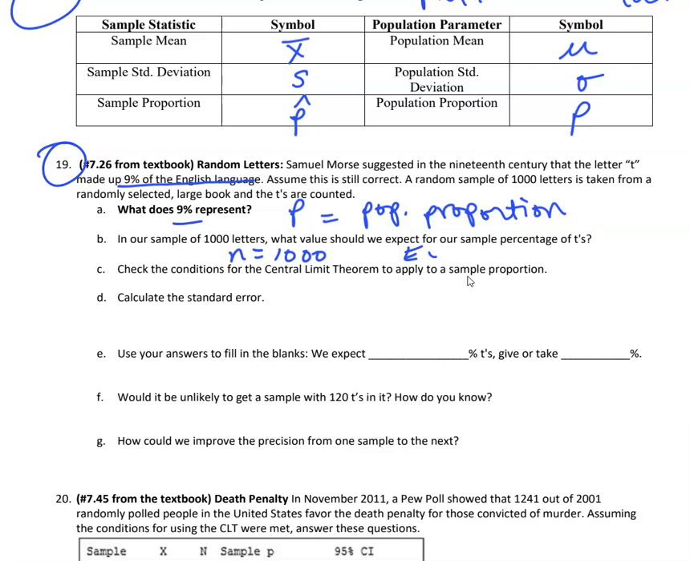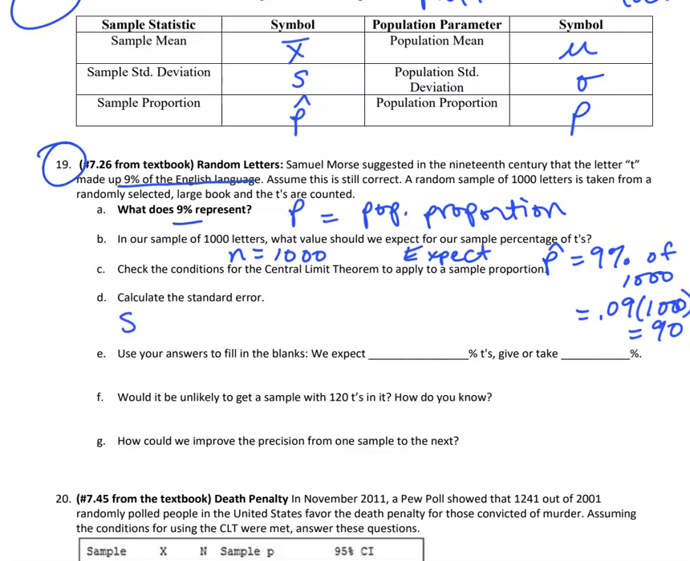So we expect, our expected value for p hat would be 9%. If we take a random sample, we expect our sample percentage to be the same as the population. So I'm going to do 9% of 1,000, and that gives me 90. In other words, just 0.09 times 1,000 gives me 90. So I should expect to get about 90 T's in my sample.